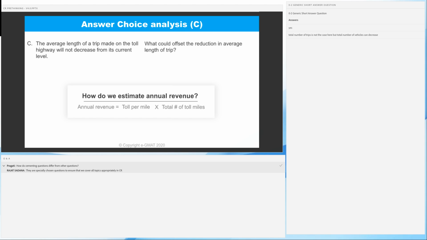Let's look at choice C. Choice C talks about the average length of the trip. If the average length of the trip goes down, what can compensate for that? What can offset the reduction in length of trip? More trips, right? Again, not must be true. Again, an excellent strengthener, not a must be true.